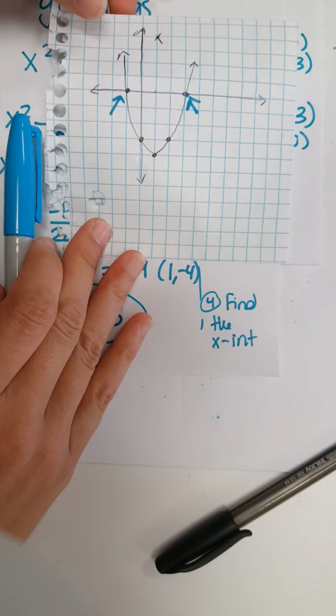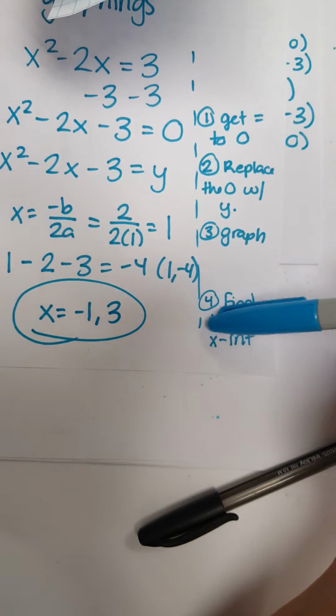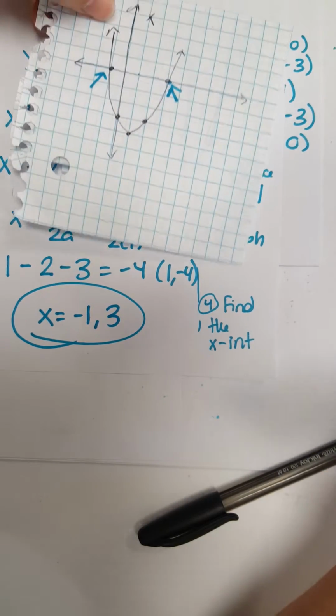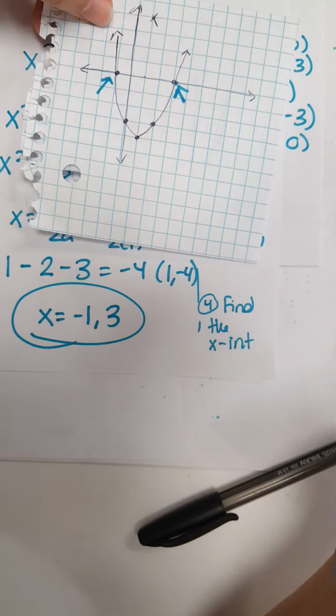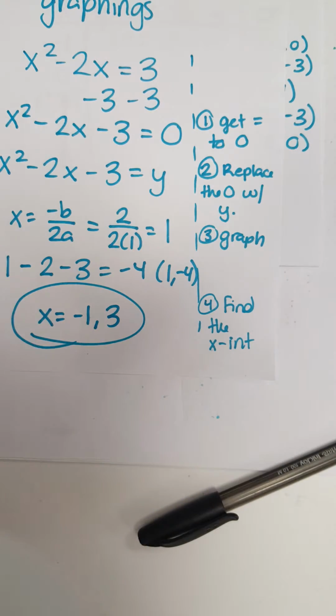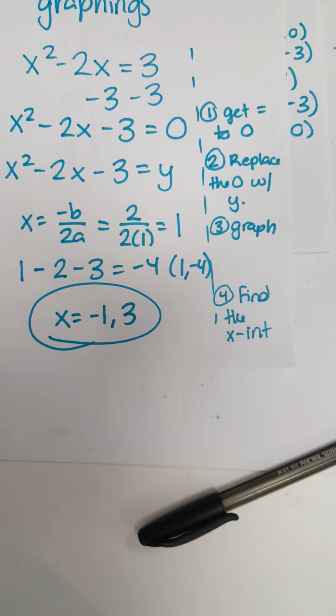Okay, so the only difference from the last two sections is that you just have to write down what the x-intercepts are. That's it. There they are. -1 and 3. Because we're solving for x this time. So we want to find a solution.